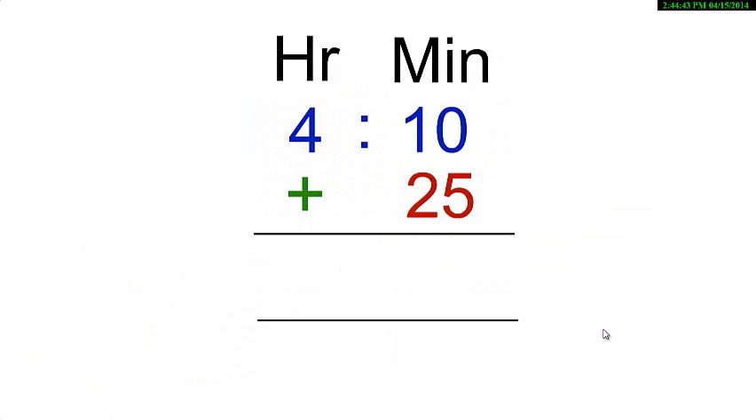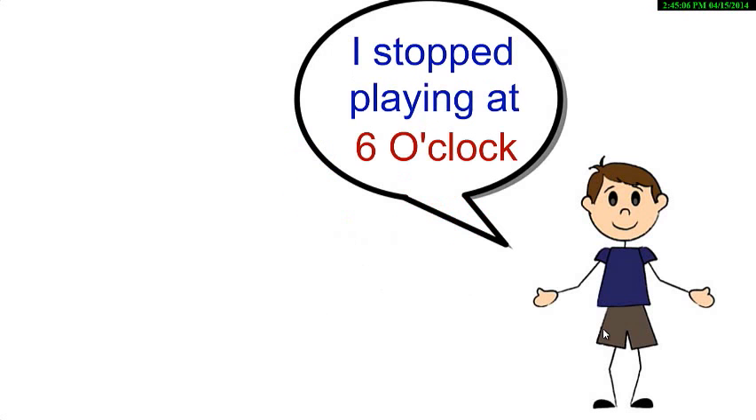You can also solve this problem by adding 25 minutes to 4:10. So we can say that 10 plus 25 is 35 and you bring down 4. So he reached school at 4:35. Let us consider another story.